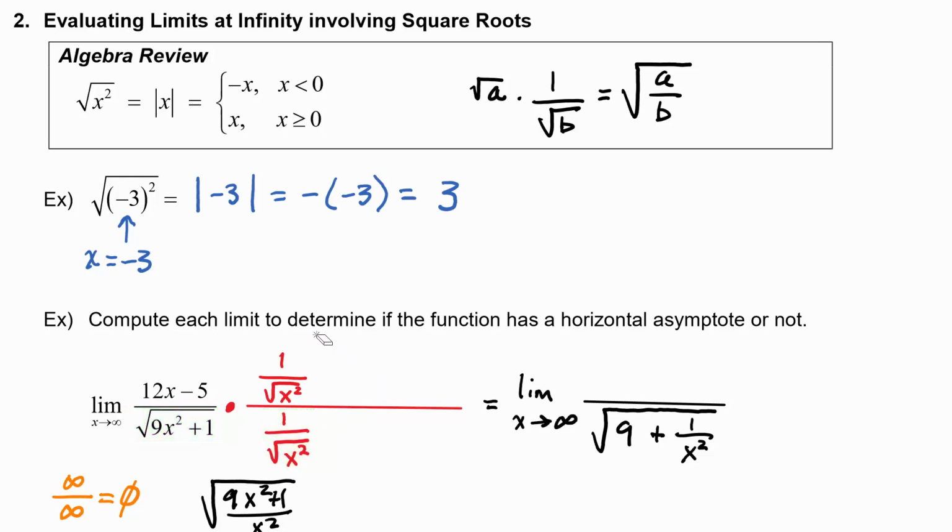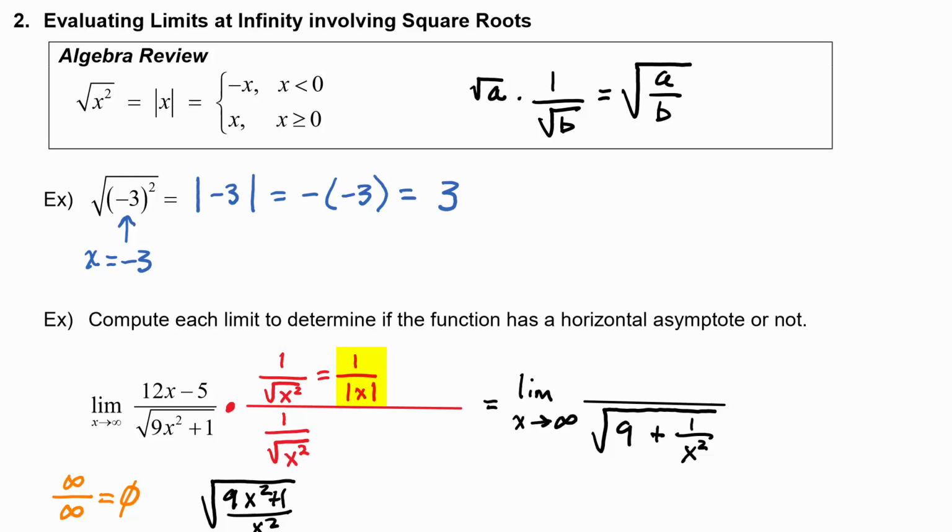Now, in the numerator, we have a problem because this is under a radical, but this is not. And what we're going to do is use this definition to help us get the square root of x squared out from under the radical. So we know that the square root of x squared is just the absolute value of x. And remember, this is in the denominator. Now we have to decide whether we're going to write it as negative x or x, and that is based on whether x is negative or x is greater than or equal to 0.